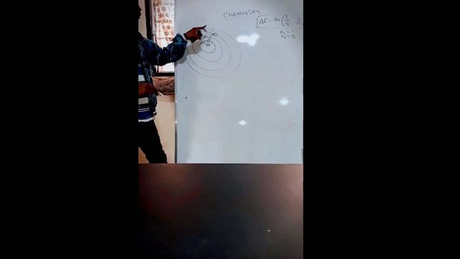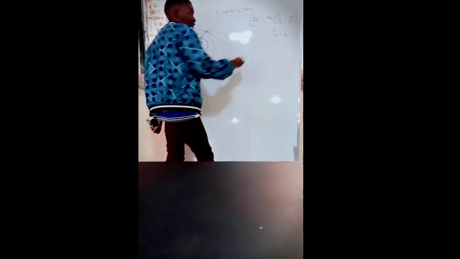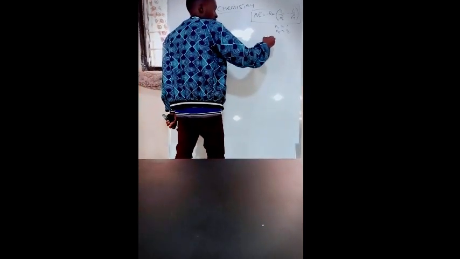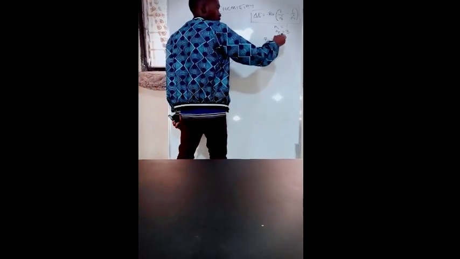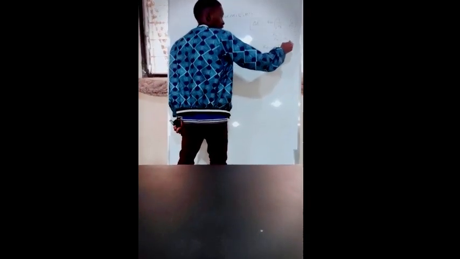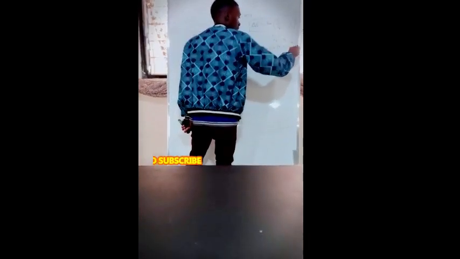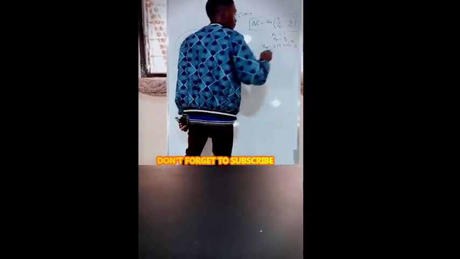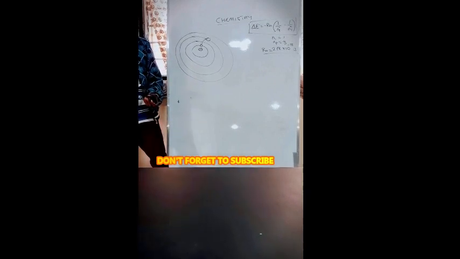If we are using this formula to calculate the energy, the Rydberg constant is going to be 2.18 times 10 to the power negative 18. This will be in joules. So this will be our constant that we're supposed to know.